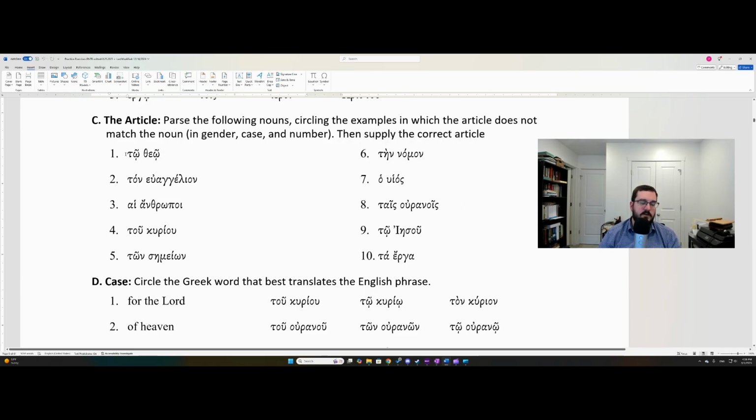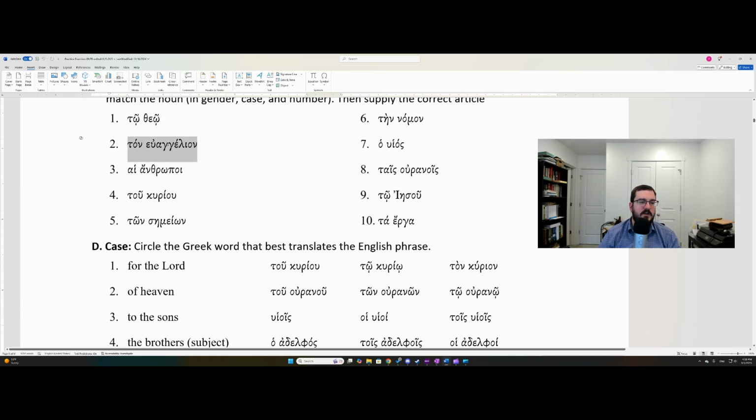So our first option here, though, this one's pretty easy, right? We can see right away, to theo, right? We have that long vowel ending here with the iota subscript. We know we have the right article. This is the form of the dative singular, to or for God. We're good to go. Now we have ton euangelion.